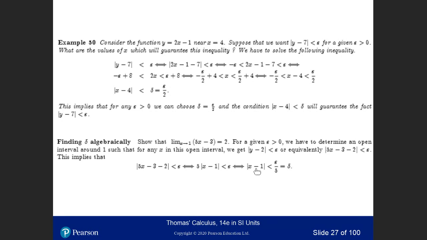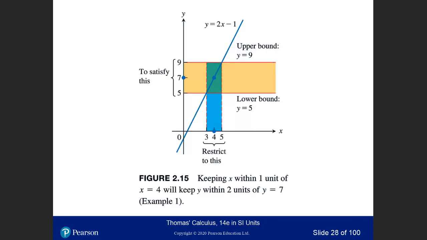So for all x in this interval this holds, except x equal to 1, because I don't care what happens at x equal to 1. But for all other x in this symmetric interval about 1, this must hold. When I show that, then it's the proof. Okay, so that's how we find delta algebraically.